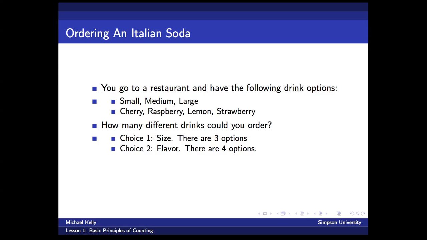Well, the first choice is size, and we have 3 options. The second choice is flavor, and we have 4 options. So by the multiplication rule, we know that the total number of choices we have is 3 times 4, which equals 12. For example, a small cherry soda, or a small lemon soda, or a medium cherry soda, or a medium raspberry, and so on. This is actually a small enough number that if you'd like, you could write out all the pairs and find out that there are, in fact, a total of 12 different sodas that we could order.